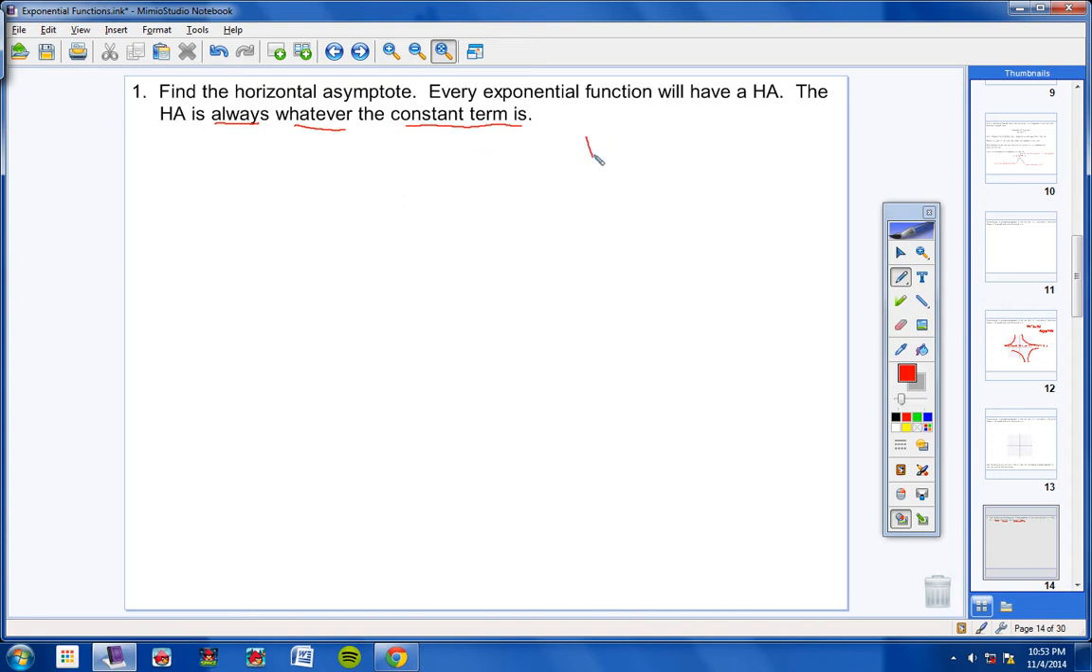I'll give you a quick example right now, real quick. If I had this right here for an exponential function, the constant term is -3, right there. So what that means is I know right away that my horizontal asymptote is at y equals -3. Now we'll get into that later, okay? But write this down for step 1. Always find the horizontal asymptote first, okay? That's the first thing you always want to do.